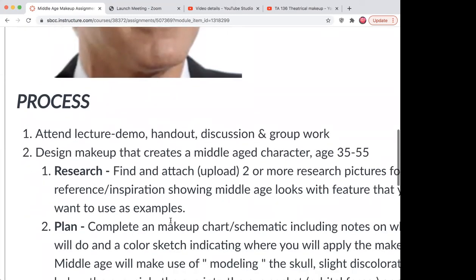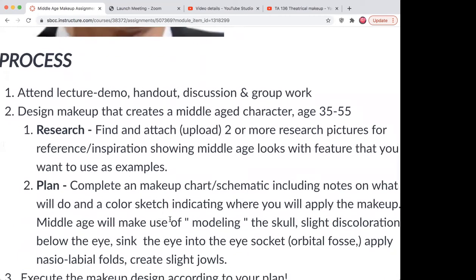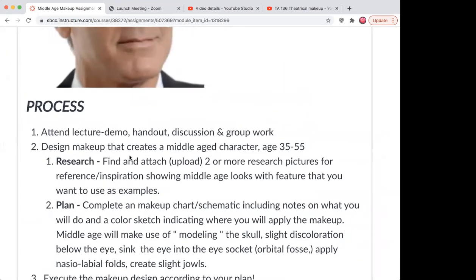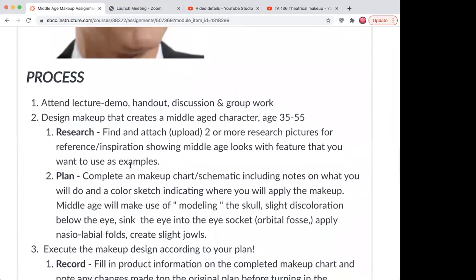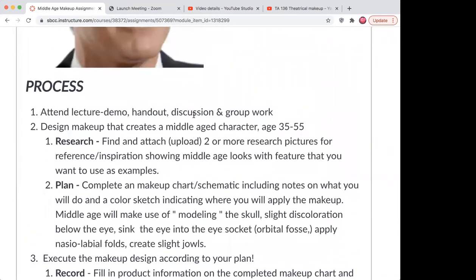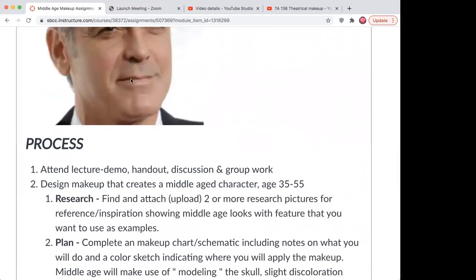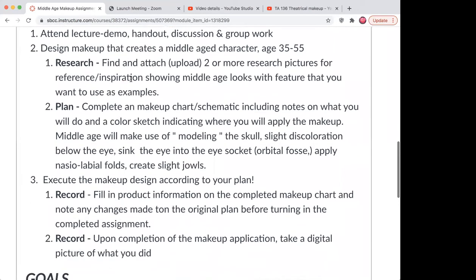Okay, here's your process. You're attending the lecture demo, and we'll have a few minutes for group work, but we're a small group, so we can just do it together. You want to research and find 2 research pictures. So you will attach your pictures just like I did for Thin and Glamour, for makeup, corrective and glamour, and add those to your Google Doc. You're going to see what it looks like. These are just great examples for you to look for something that's a good example. So 2 of those you need.